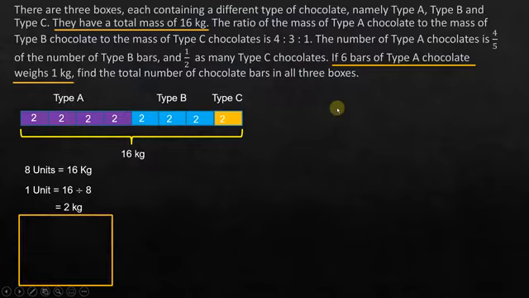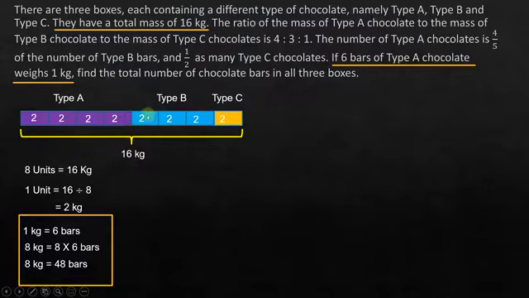Now, we go to the second one. If 6 bars of type A chocolate weigh 1 kg, right? So 1 kg of chocolate is equal to 6 bars. Now we have type A: 2 plus 2 plus 2 plus 2, or 4 times 2, 8 kg. So 8 kg is equal to 8 times 6, which is 48 bars. So for type A, we have found that there are 48 bars.